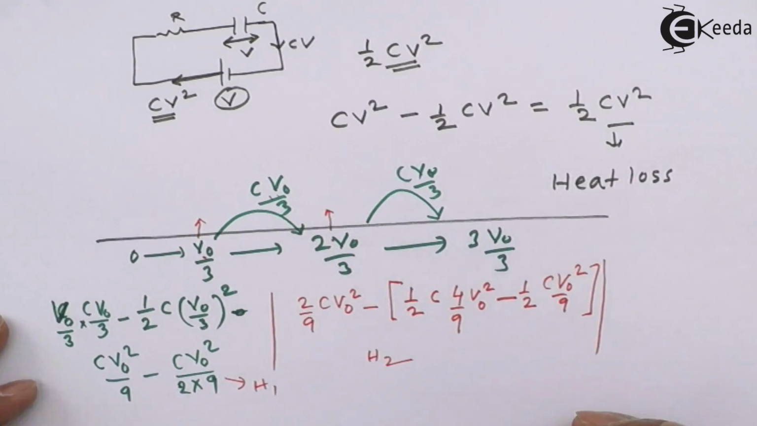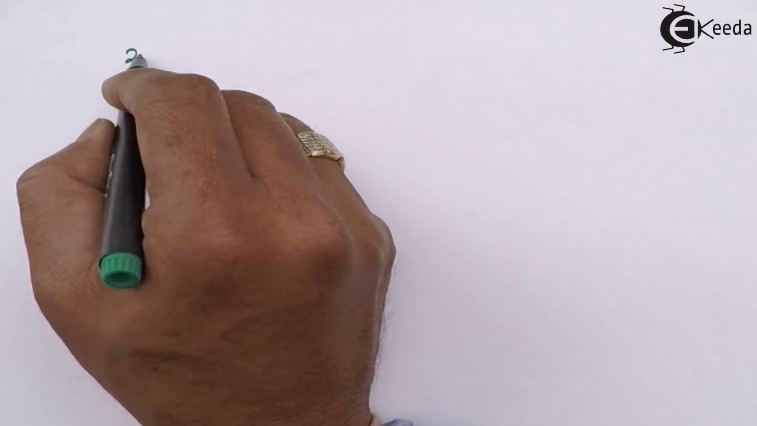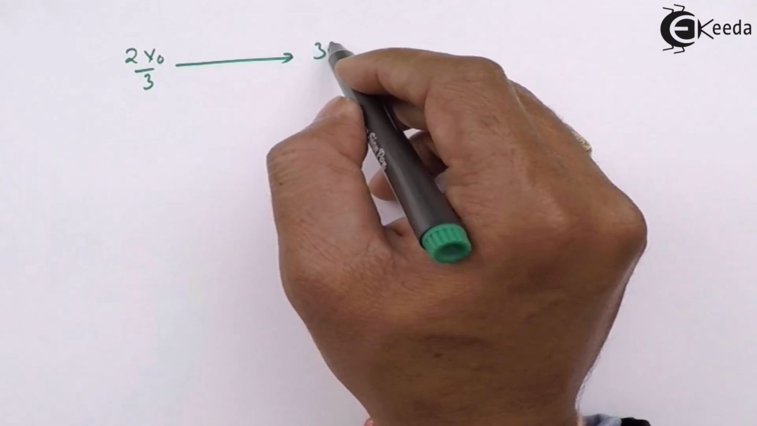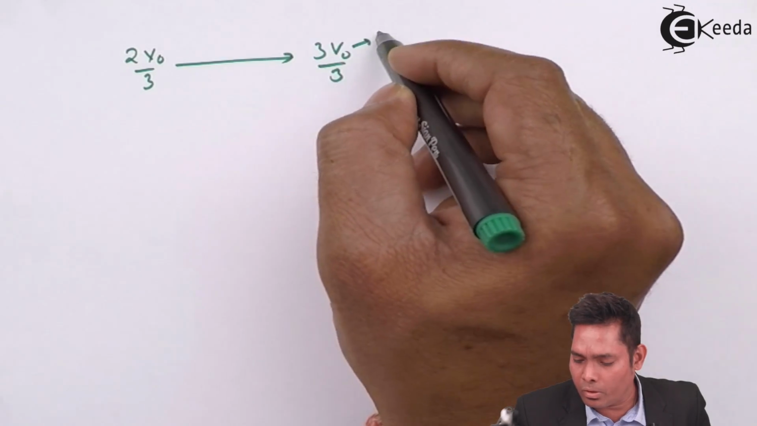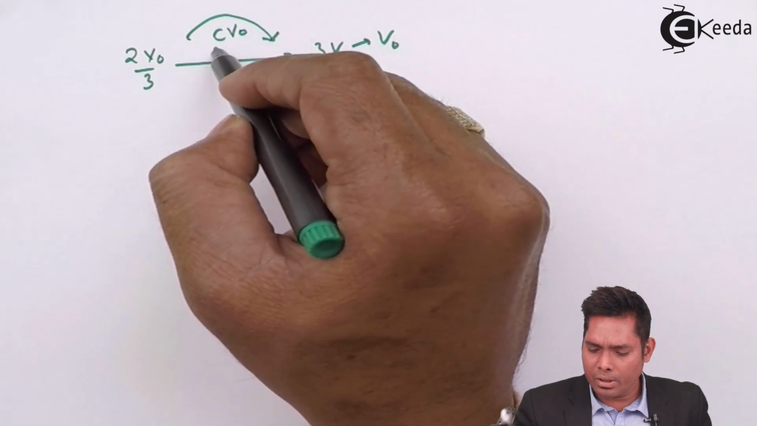So now moving to the third part of the steps, that is changing from 2V naught by 3 to 3V naught by 3, that is V naught. This is only V naught. Here also the charge that is transferred is CV naught by 3.